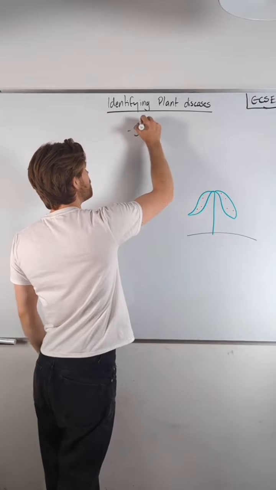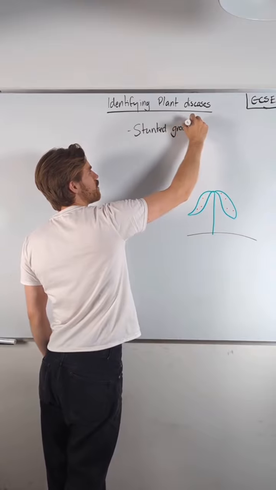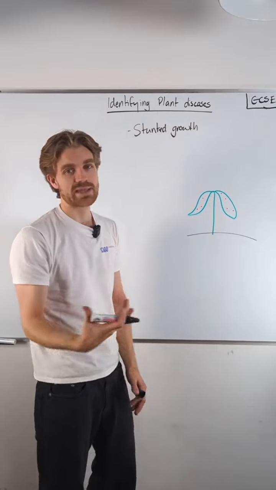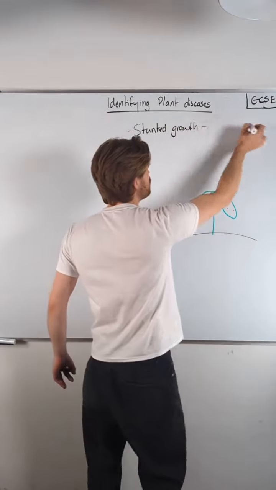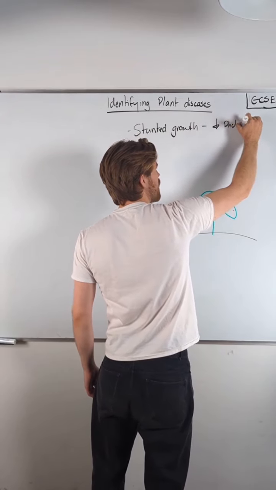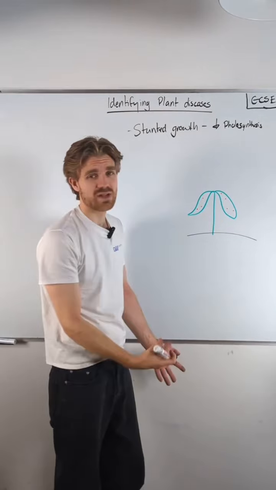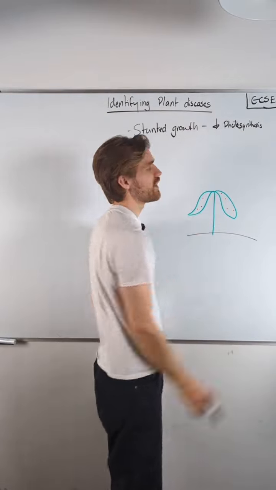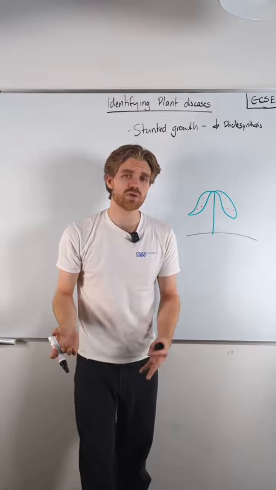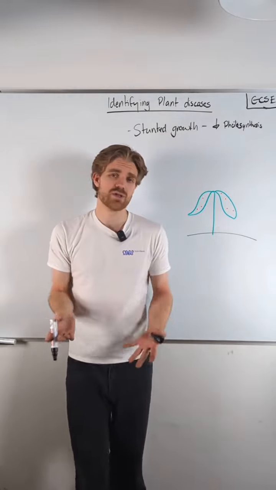Well, the first one and the main one is stunted growth. The plant isn't growing in the way that it would normally, and this is all due to decreased photosynthesis. Now, we could get less photosynthesis for a range of different reasons. For example, tobacco mosaic virus breaks down and destroys the chloroplasts, which means that less light energy can be captured, which means we get less photosynthesis.